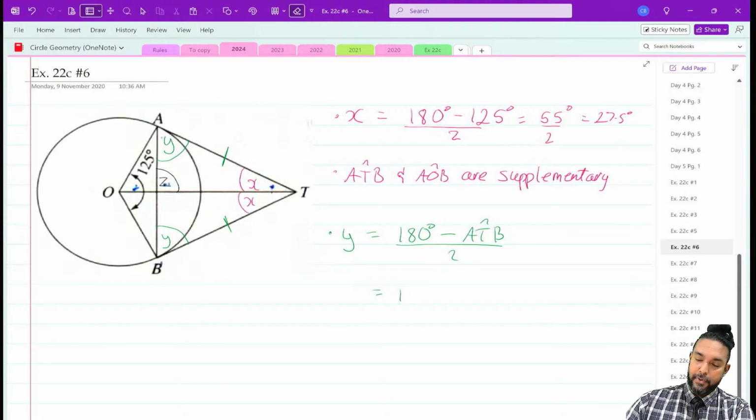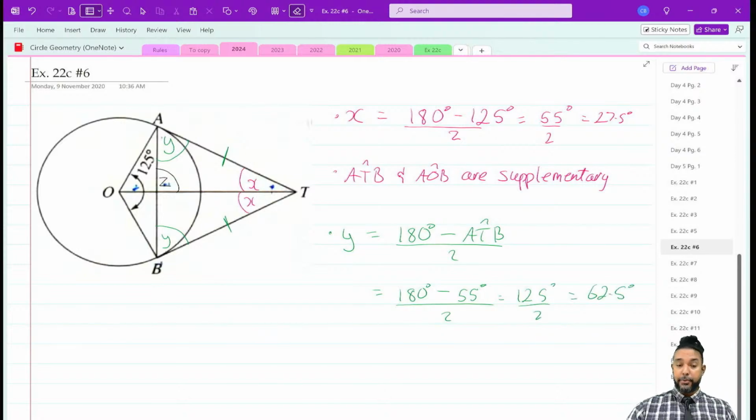Okay, Mariel, see you next time. So, 180 minus 55, then divide by 2. So that's 125 divided by 2, which is 62.5 degrees. Which we said was half of this, right? We did say that, okay?